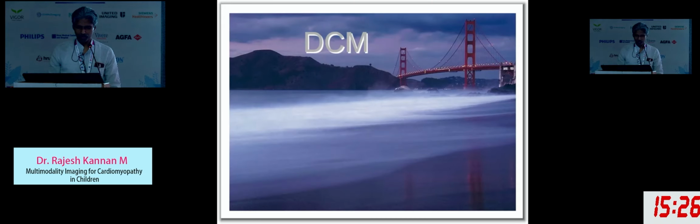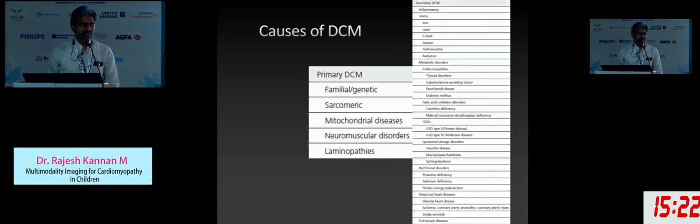Coming to the dilated cardiomyopathy phenotype, again, the causes can be either primary or secondary. When you look at the secondary causes, we have a big list, including toxins, metabolic, storage diseases, and in fact, any cardiomyopathy can present as an end-stage dilated cardiomyopathy. That you have to remember.